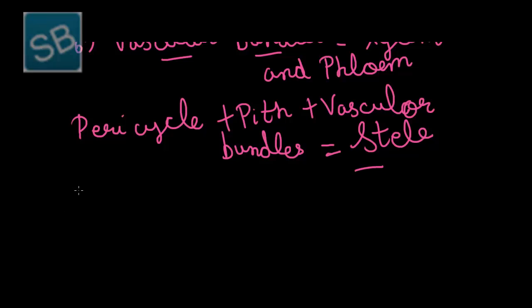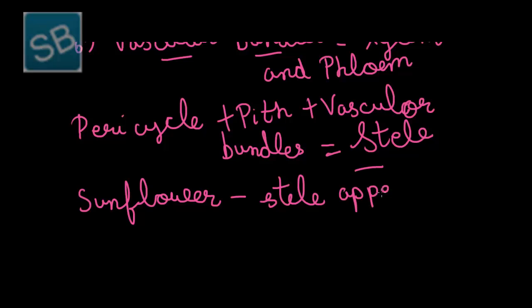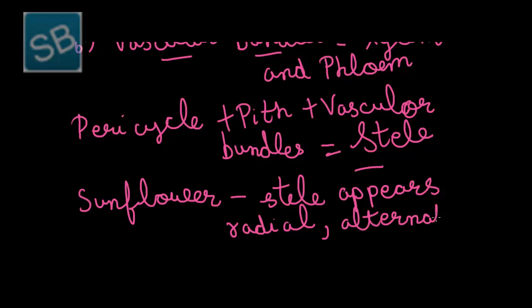For example, on studying the anatomical view of the dicot root of sunflower, that is, observing the transverse section of sunflower root with the help of stains like safranin, the stele appears radial, alternate and tetrarch in nature. Till now we have studied the anatomy of dicot root such as sunflower. Now we will study the anatomy of monocot root like maize.